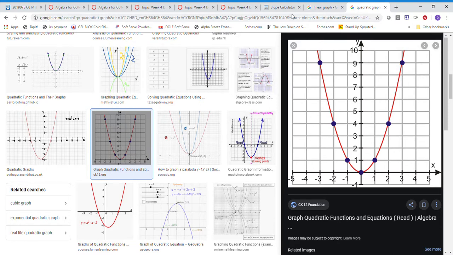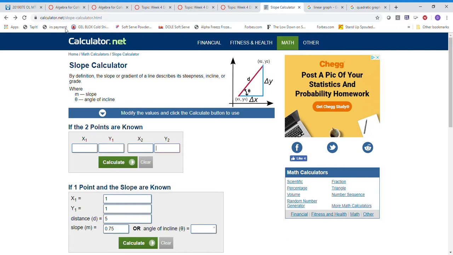So I'm going to do this calculation of the slope using a slope calculator. Why? Because I don't have anything to write with, and when I write, you can't see it, right? So the quickest way for me to do this is to use a slope calculator, and you feel free to use it too if you want. It's online. You can see the URL is calculator.net/slope-calculator.html.